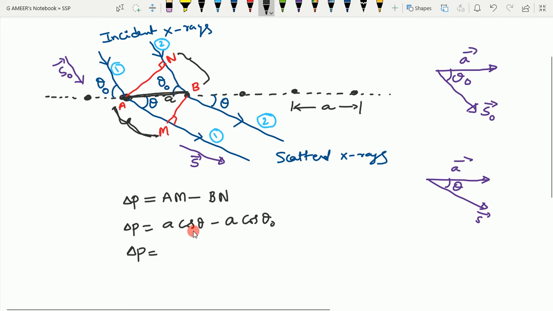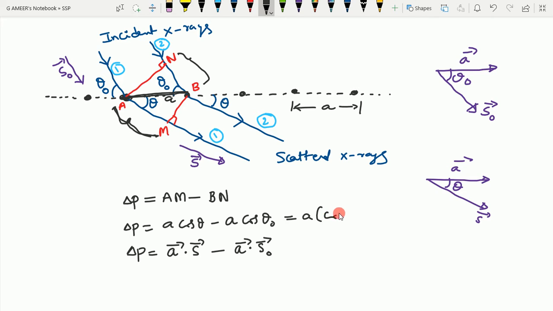So if that is the case, I can write like this: A cos theta, that is the dot product of A and S vector, minus A cos theta naught, that is the dot product A dot S naught. So I can write this also as A (cos theta minus cos theta naught). If I take the A common here, A dot (S minus S naught). Okay, so now this will satisfy the Bragg's condition.